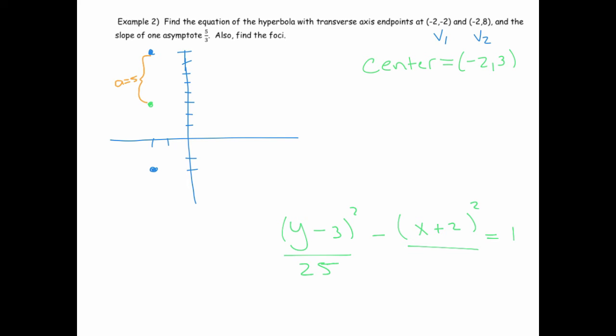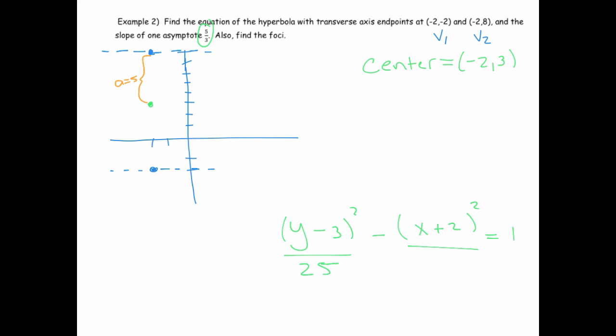Okay, now to find the b value, I think I'm going to use the info that we haven't used so far, which is that the slope of one of the asymptotes is 5/3. So the asymptote will go through the center here. So I can't sketch it yet because I think we need to get this rectangle sorted out. So the rectangle will have sides that go through the vertices. So we know the rise. So the rise is going to be 5.